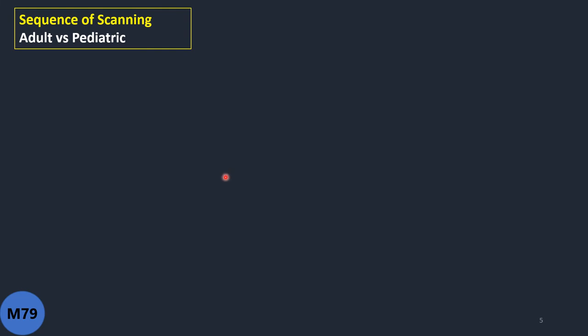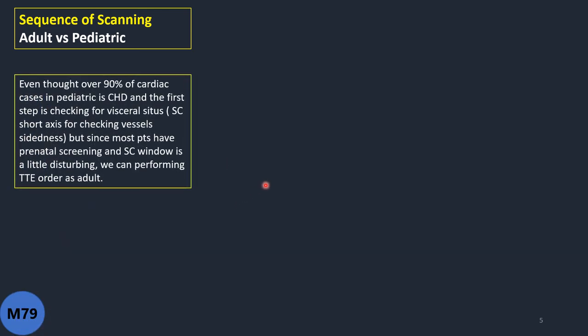The sequence of scanning in pediatric is different from the adult. In the classic and academic way, usually we start with the subcostal. Why? Because 90% of pediatric echo studies are searching and looking for congenital heart disease. And the first step for diagnosis and labeling congenital heart disease is knowing the cardiac situs and visceral situs. For that matter, we go subcostal short axis and see the relationship between the sidedness of the aorta and IVC and the location of the visceral organs, liver, stomach, and spleen.